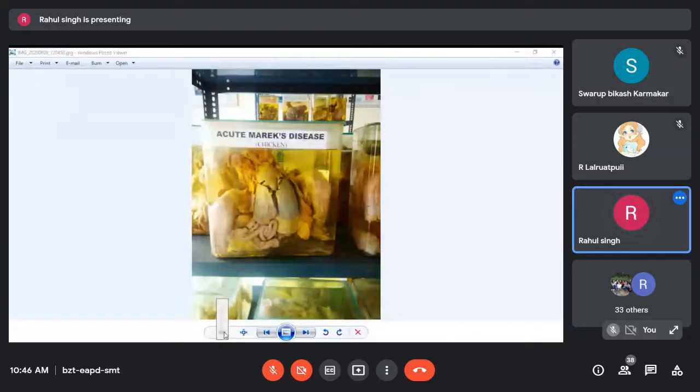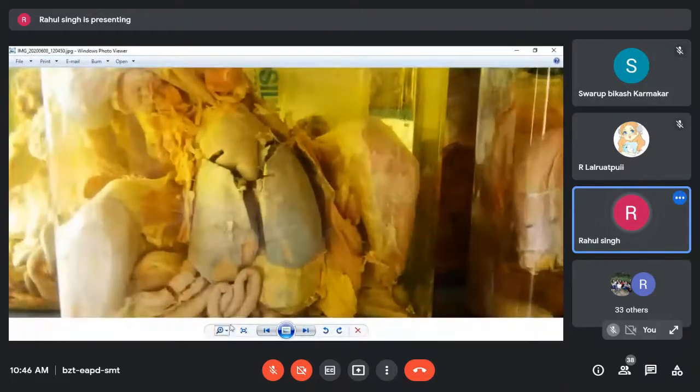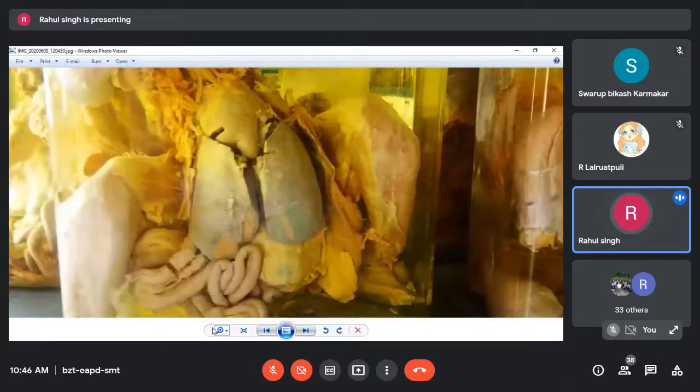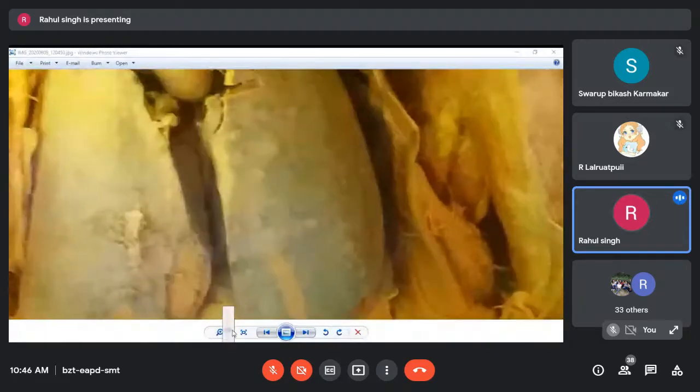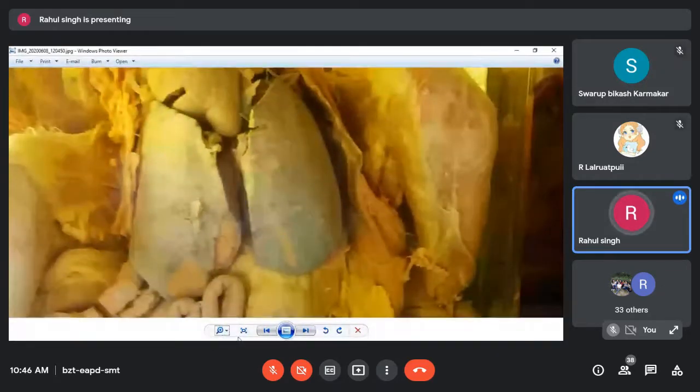Now this is an example of acute Marek's disease or classical Marek's disease, and in this case we see that the liver is enlarged as well as a few lymphomas. The liver is diffusely enlarged, and a few lymphomas are developing on the liver surface.